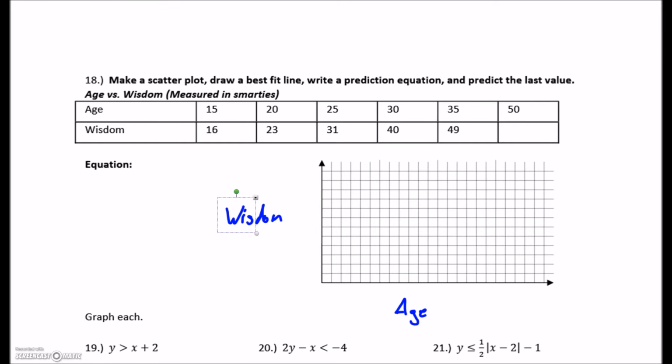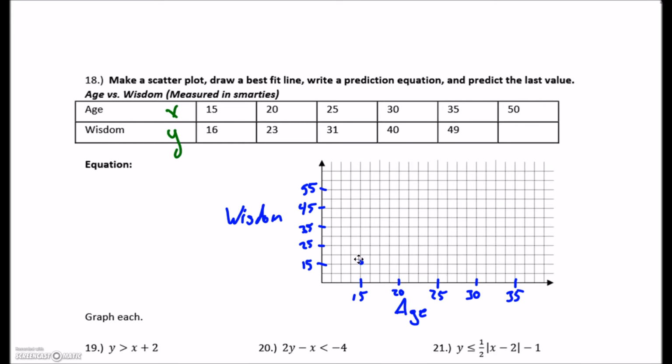And then I just need to scale this, and I'm going to go ahead and fill that out. So I've gone ahead and scaled each of these axes just to try to use as much of the graph as I can. Your scale might be a little bit different than mine, but there it is. And then I'm just going to plot each of these ordered pairs. Keep in mind this is my x and this is my y.